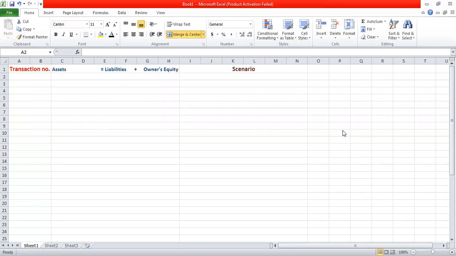This is specially for the beginners so that they can understand the accounting equation through some simple examples. So first of all, you need to know about the accounting equation. The accounting equation, which is also known as the balance sheet equation, represents the relationship between assets, liabilities, and owners' equity. You can write this as assets equals liabilities plus owners' equity.